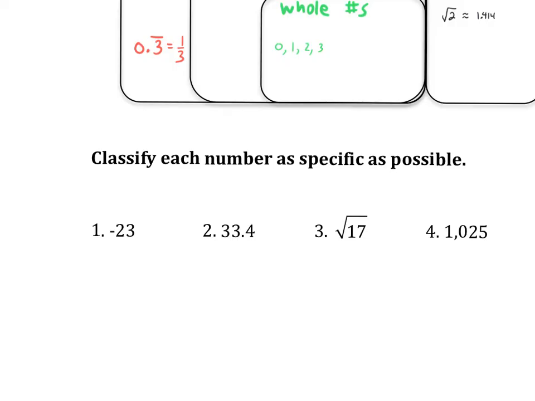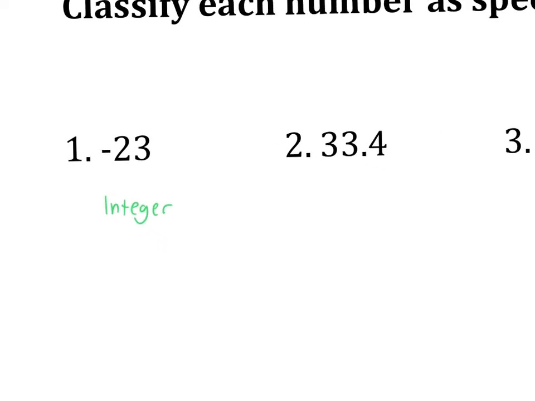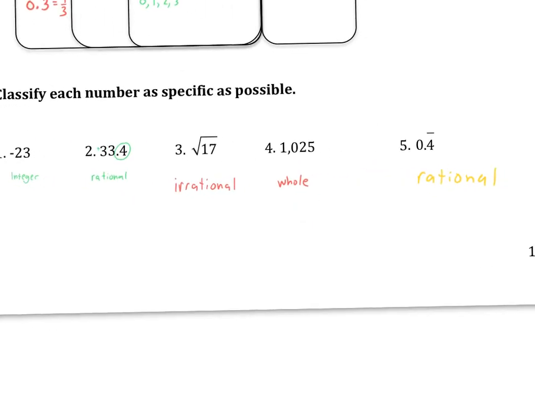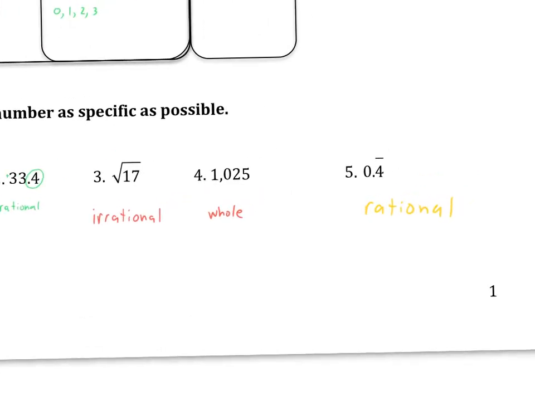All right, so let's classify these. I'll walk through 2 of them, and then I want you to finish the rest up. What about negative 23? What is the best name that I could give it? So this one has to be an integer right here. Over here, this one's positive, but because of the decimal that does end, it has a different name. All right, so this indeed is a rational number. Irrational, whole, and rational for those last ones there.